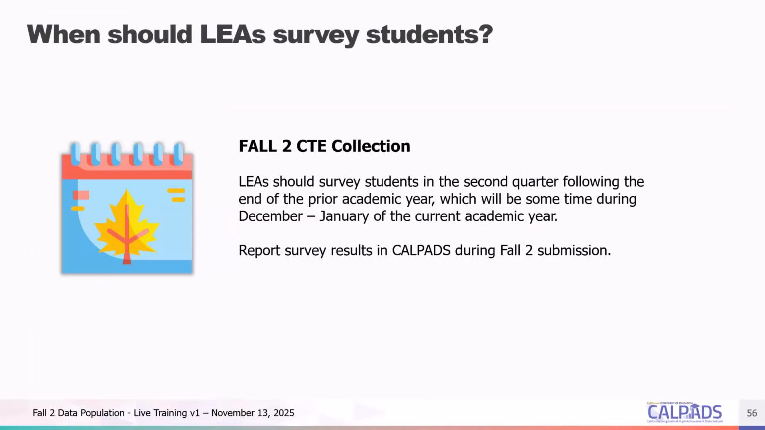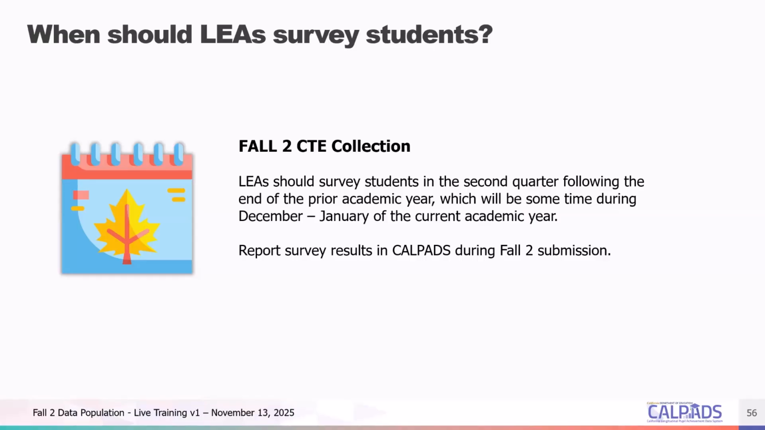When should an LEA survey students? LEAs should survey students between their exit of school and the second quarter following the end of their prior academic year. Essentially, you want to have your CTE completer surveys ready 6 months after those students exit secondary education. So that's why we report those in Fall 2. January is approximately 6 months from June.